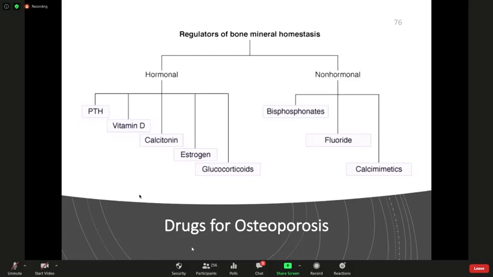Okay, so we go to the drugs for osteoporosis. And again, the way to conceptualize the drugs for osteoporosis is that there are two main kinds, the hormonal approaches and the non-hormonal approaches. For the hormonal approaches, there are several, and for the non-hormonal, these are actually the drugs of choice, especially the bisphosphonates.